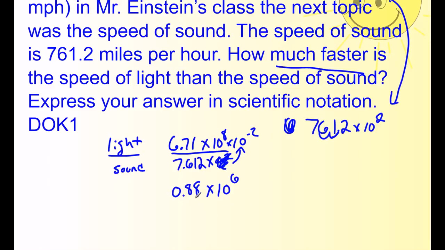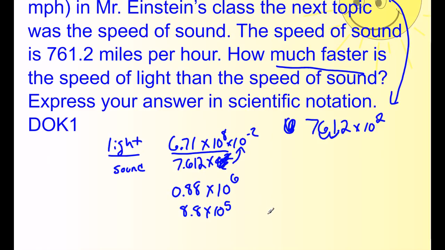And this would almost be good, except that first number is not in scientific notation. So I'm going to take that and make it better. This is a small number, so I need to change it to scientific notation, which means the exponent is going to become smaller. So that becomes 8.8 times 10 to the 5th. This is actually our answer in scientific notation. This is how many times faster the speed of light is than the speed of sound.